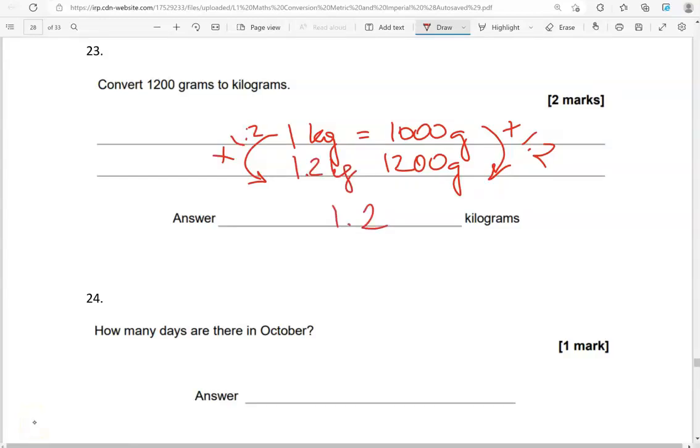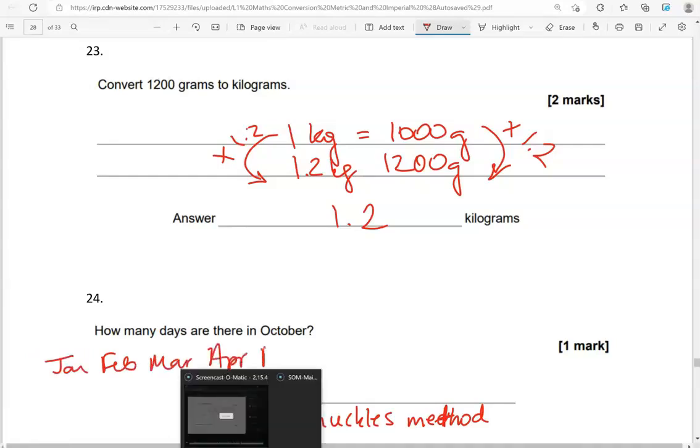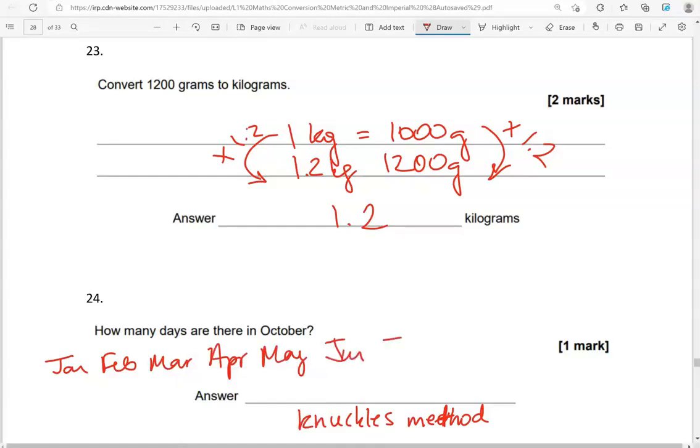How many days are there in October? There is a nice and easy method that you can use and you can search for on the internet for remembering or working out how many days in each month. But basically we've got January, February, March, April, May, June, July, August, September, October, November, December.